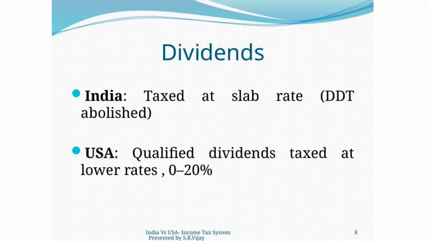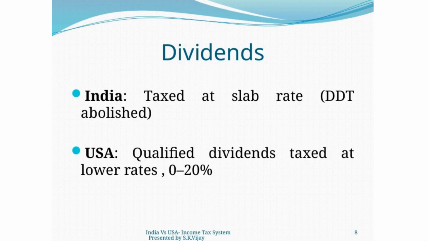Now, shifting to the USA, dividends are classified into different categories. Qualified dividends, which are typically from American companies or certain foreign companies, are taxed at lower rates. These rates can range from 0 up to 20%, depending on your income bracket. This distinction is quite significant because it affects how investors are taxed in each country.